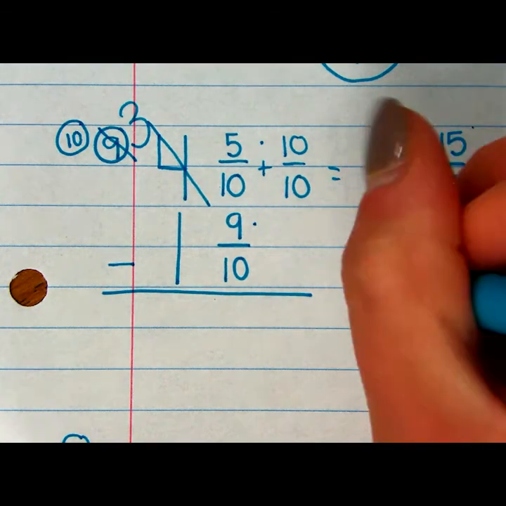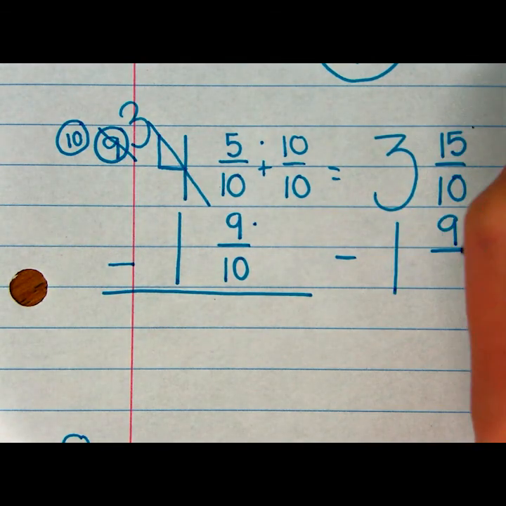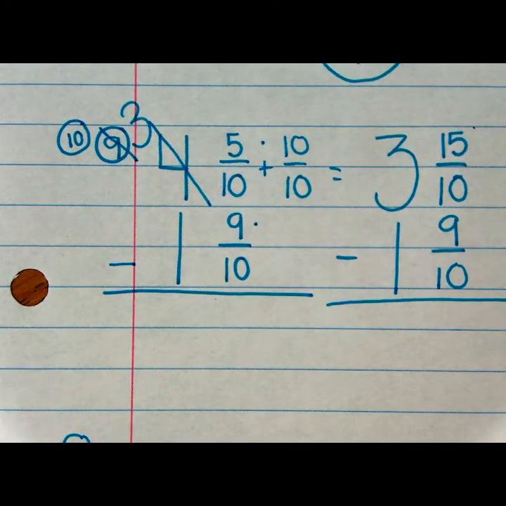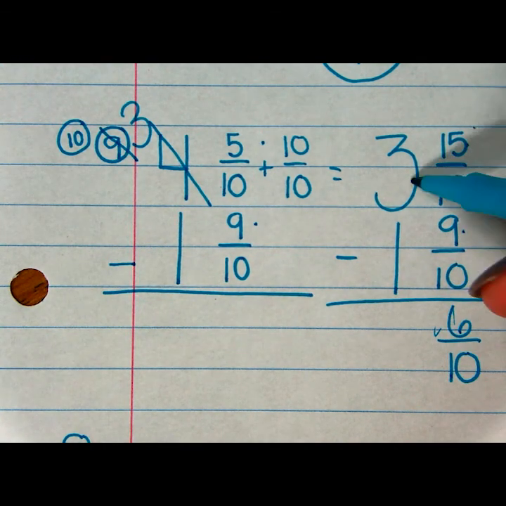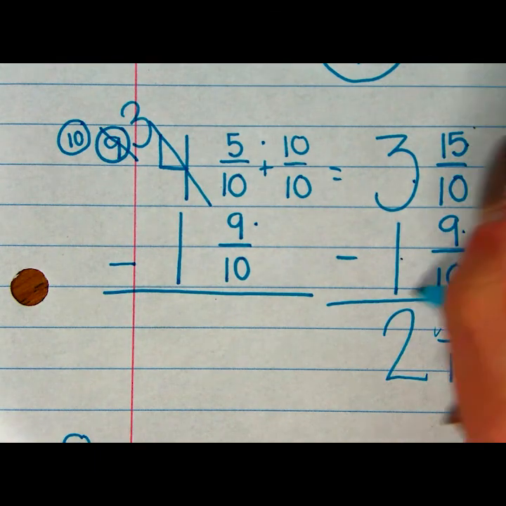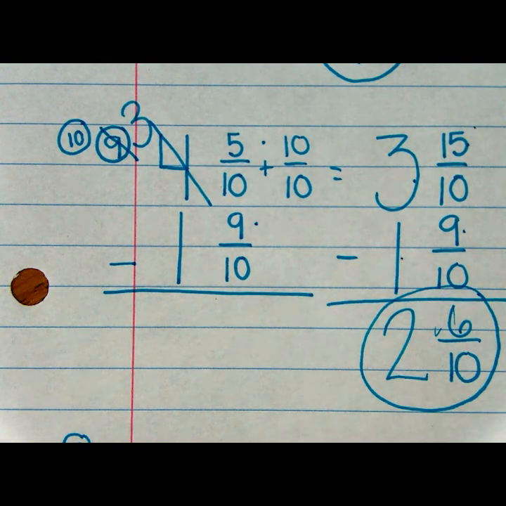I'm going to take away my 1 and 9 tenths that I started with. And when I do that subtraction, 15 take away 9. Well, if I count up 9, 10, 11, 12, 13, 14, 15, I'm left with 6 tenths. And 3 minus 1 leaves me with 2. 2 and 6 tenths. 2 more to go.